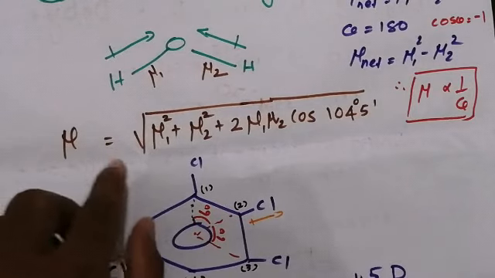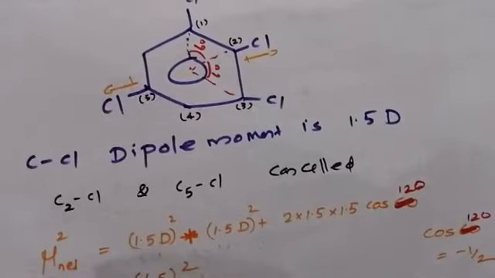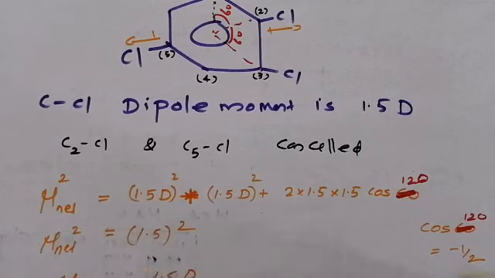Now you apply the equation. Square the equation: mu net square is equal to mu1 square, which is 1.5 square, plus mu2 square, 1.5 square, plus 2 into mu1 mu2, 1.5 into 1.5, cos 120. Cos 120 is equal to minus 1 by 2, so the minus 2 and 2 cancel. Minus 1.5 square, so 1.5 square and another 1.5 square cancel. The net mu net square is equal to 1.5 square, so mu net is equal to 1.5 D.